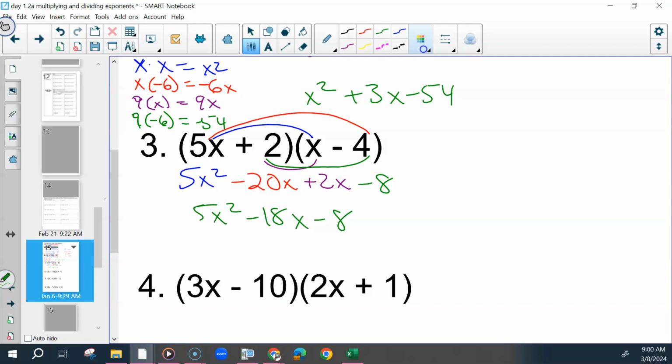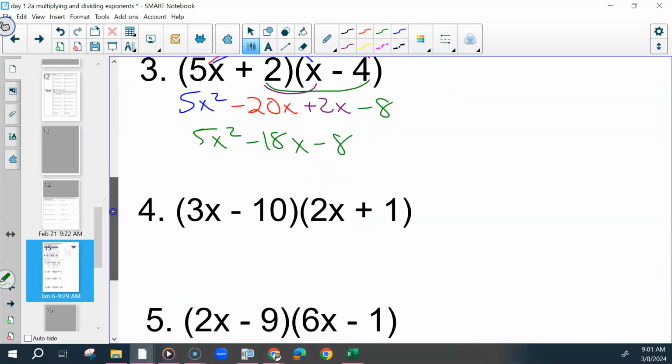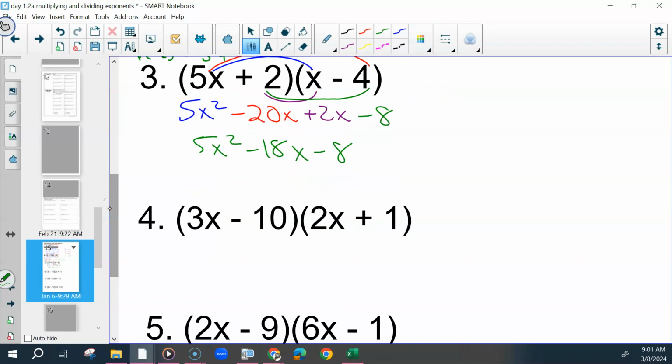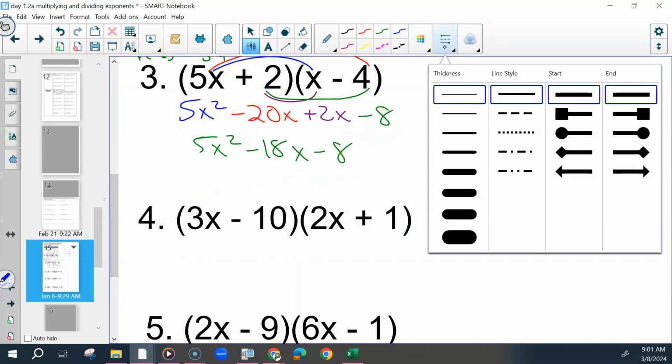5x squared minus 18x minus 8. So the double distributive and the FOIL, they're really the same thing. This is just how we do it specifically, and the other one is kind of the same thing but written out a different way. So if you like either of those methods, use that. I'm going to show you one more method that would help. But if you like the other ones and don't like this one, ignore it.